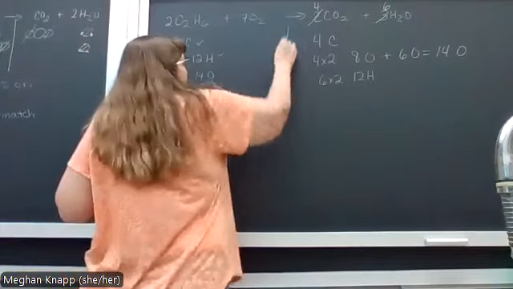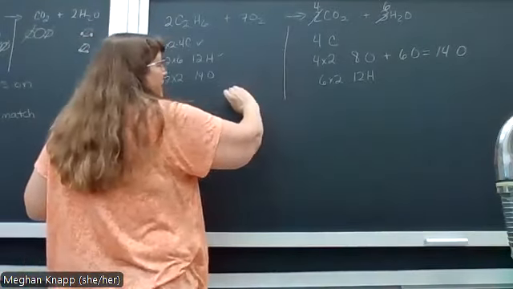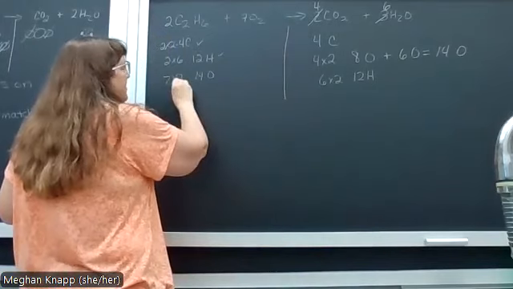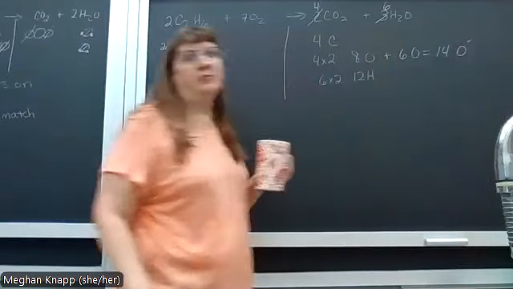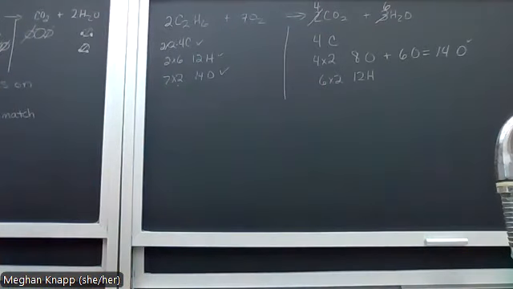I've gone through and checked carbon and hydrogen. My oxygen is 7 times 2 is 14. And over here I have 14. So I verified my amount. Okay, that's our basic idea.